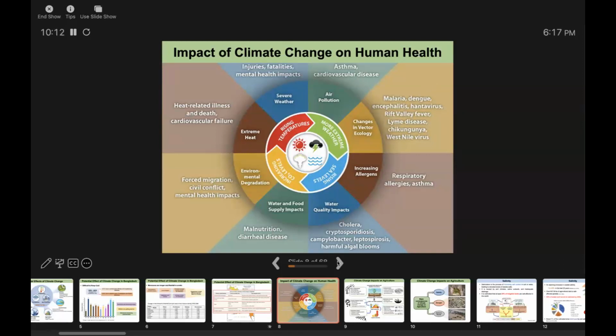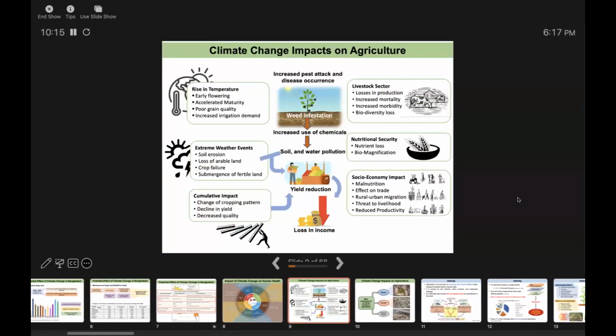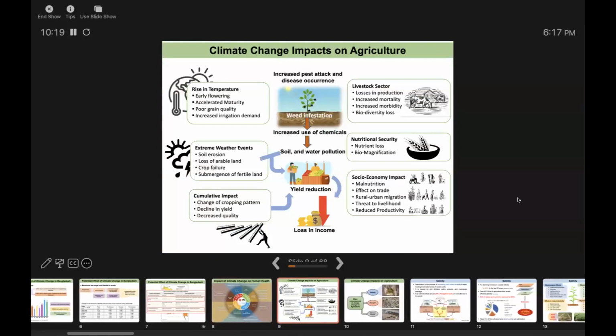What I discussed is that climate change impacts the agricultural sector most, because agriculture depends on a particular climate and environment, on soil properties and water availability. All these things control agricultural production and management. However, due to climate change, the rise in temperature hampers the flowering of plants, causes early flowering, accelerates maturity, and leads to poor grain quality and increased irrigation demand. All these things impact plant production.